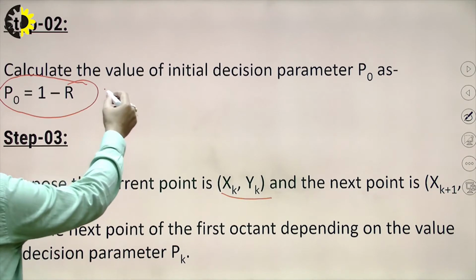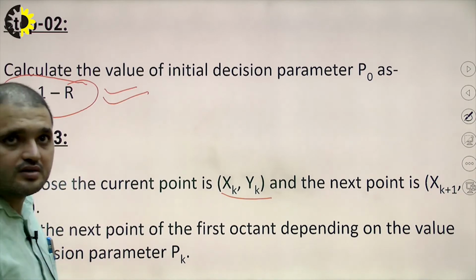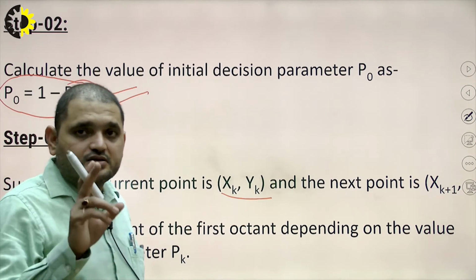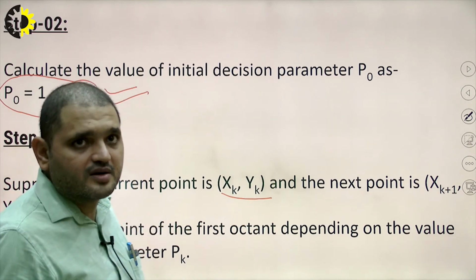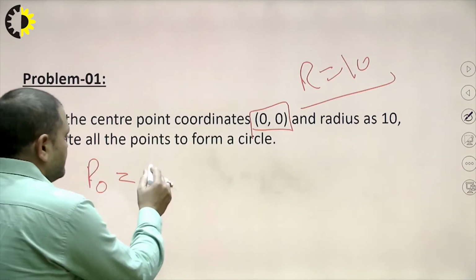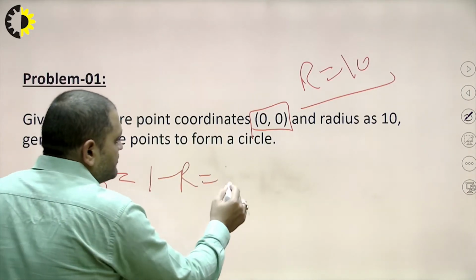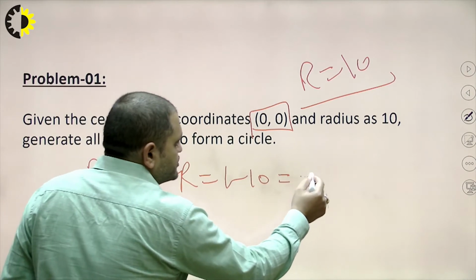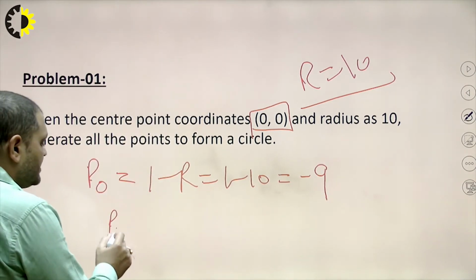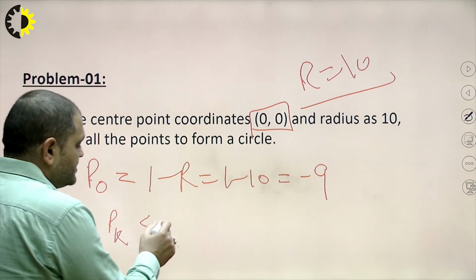See, this is p naught. This is the decision parameter for initially starting the iteration. So p naught equals 1 minus r. Here 1 minus r means 1 minus 10, which equals minus 9. So minus 9 is the pk for starting, which is less than 0.